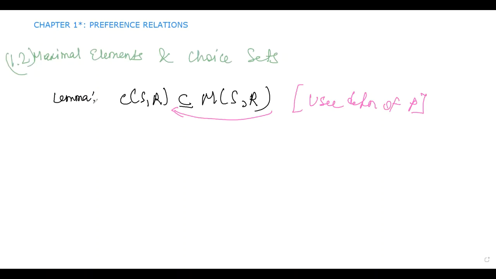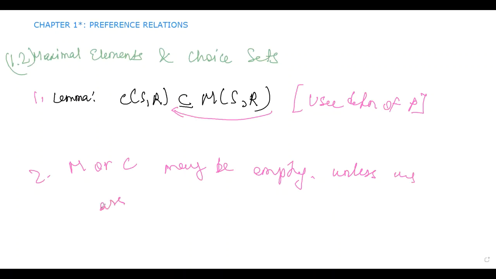So this is one basic comment. The second comment is that M or C may be empty. There's no reason for them not to be empty, unless we make certain assumptions about R, which we will see just in a moment's time, when they cannot be empty. Okay, very well.